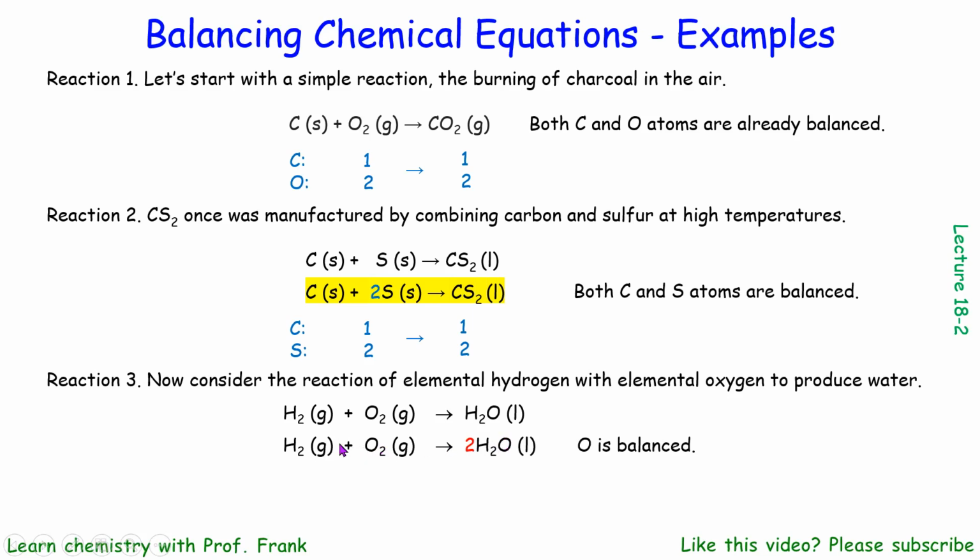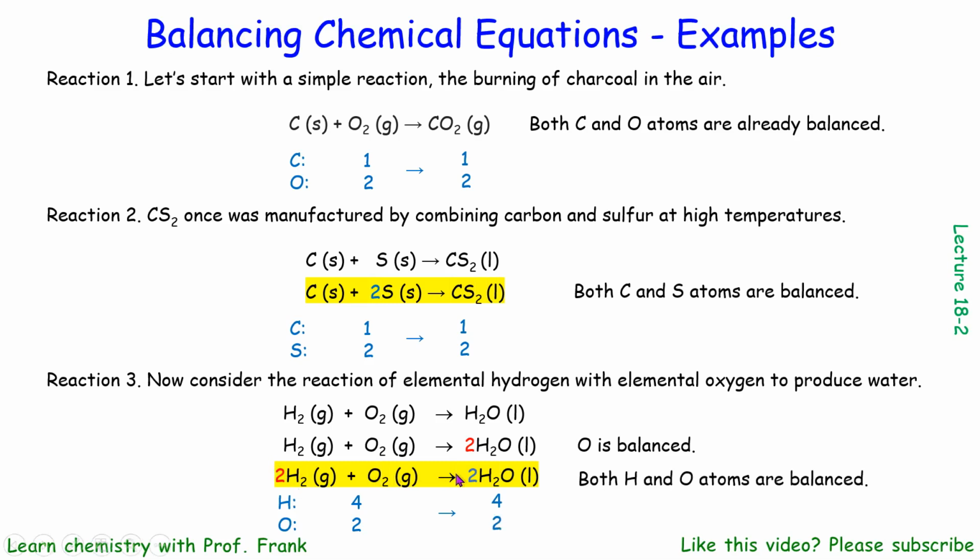Now, oxygen is balanced, but hydrogen is not. Hydrogen was balanced here, but it's not balanced in the second equation. So therefore, we need to take care of hydrogen now. Okay, so we place a coefficient of 2 in front of H2. And now let's count the number of atoms before and after the reaction. Hydrogen, 4 before and 4 after. Oxygen, 2 before and 2 after. So therefore, this yellow highlighted equation is already balanced now.